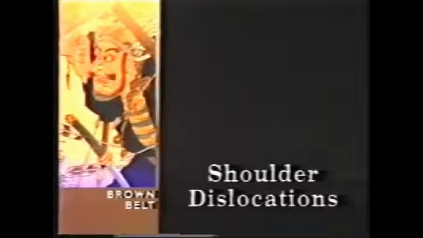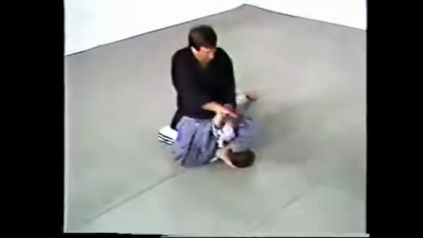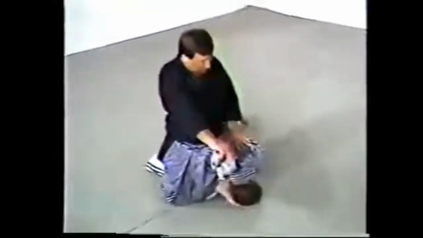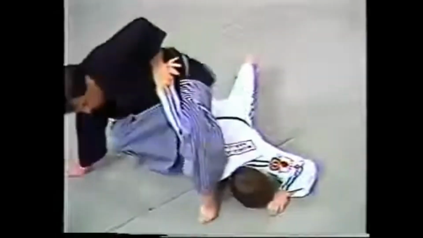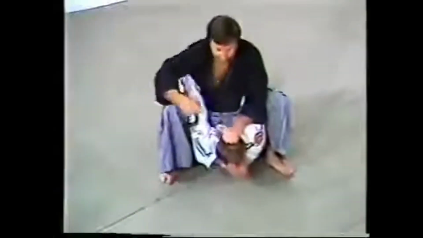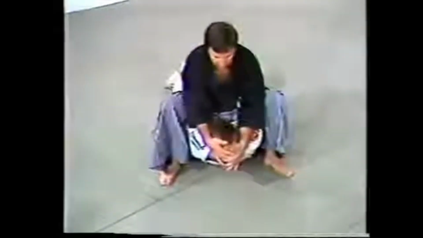Shoulder dislocations. These single and double shoulder locks are employed following throws and takedowns. These techniques can also be used to hold down and restrain an aggressor until help arrives. Once again, extreme care should be taken when applying these locks, as any sudden movement can result in serious injury.